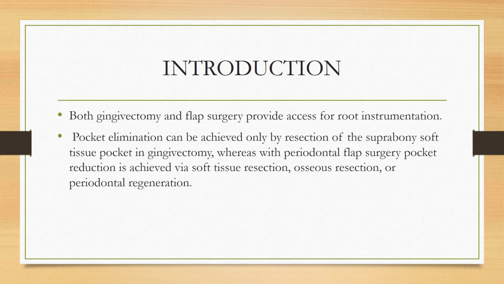So coming to the introduction, both gingivectomy and flap surgery provide access for root instrumentation. Pocket elimination can be achieved by resection of suprabony soft tissue pocket in case of gingivectomy, whereas in periodontal flap surgery, pocket reduction will be achieved through soft tissue resection, osseous resection, or periodontal regeneration.